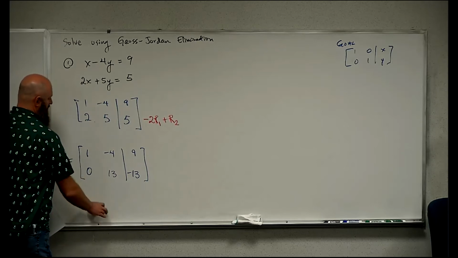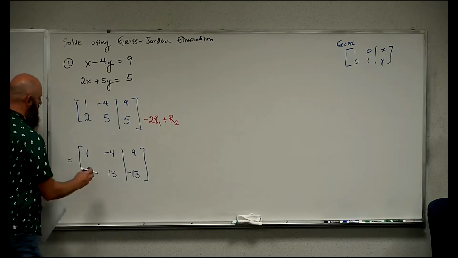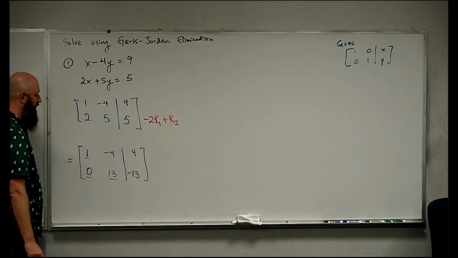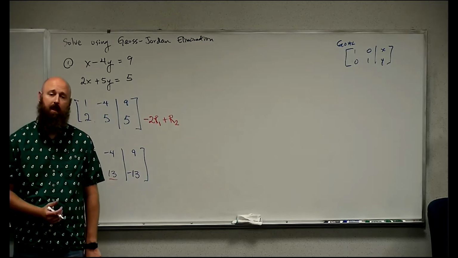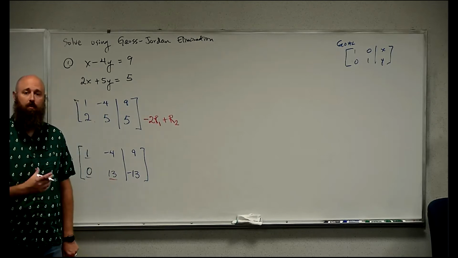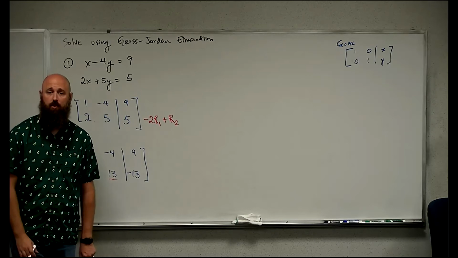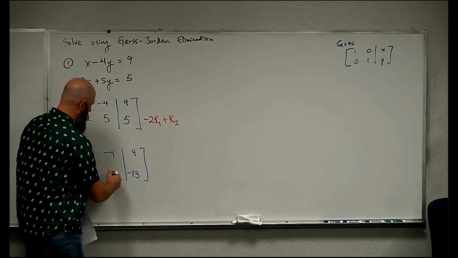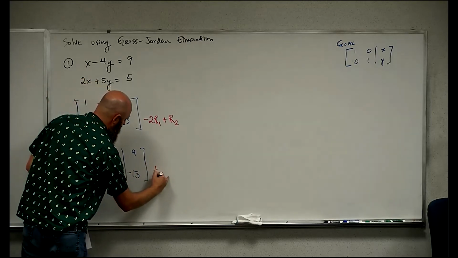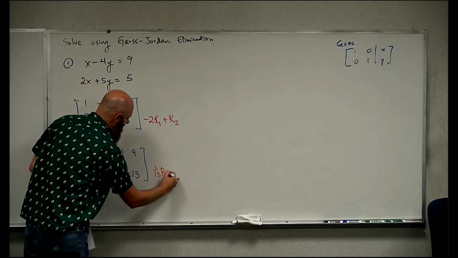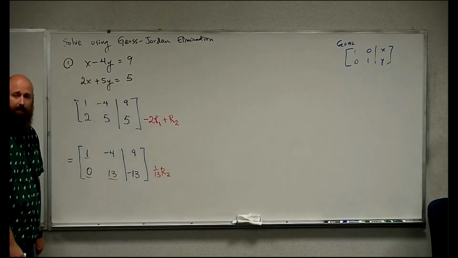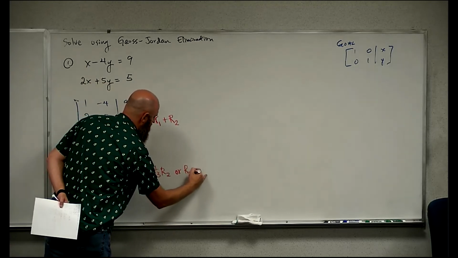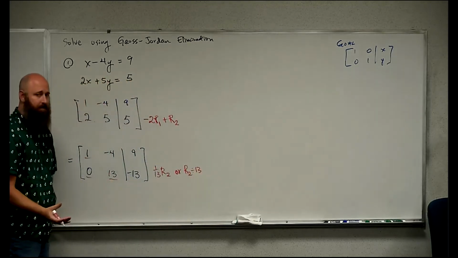All right, so we've got our 1, check. We've got our 0, check. So now we need to move over here and we need to get 13 to a 1. Now, the way we get to 1 is to either multiply or divide. There's a couple of different ways you can write this. You can write it either as 1 over 13 times row 2, so that you're always multiplying, or you can write that as row 2 divided by 13. Those are the same thing mathematically.